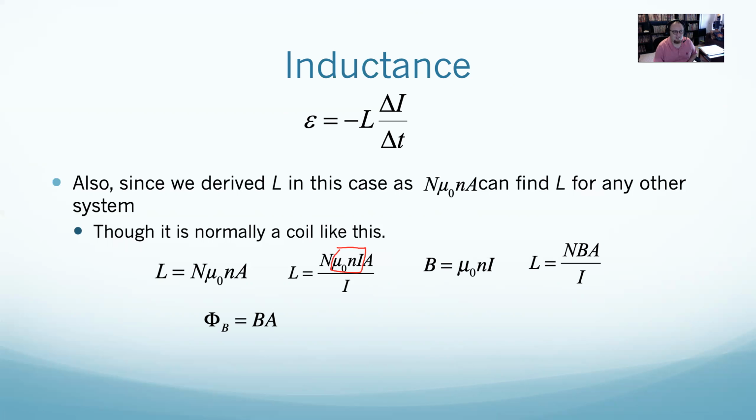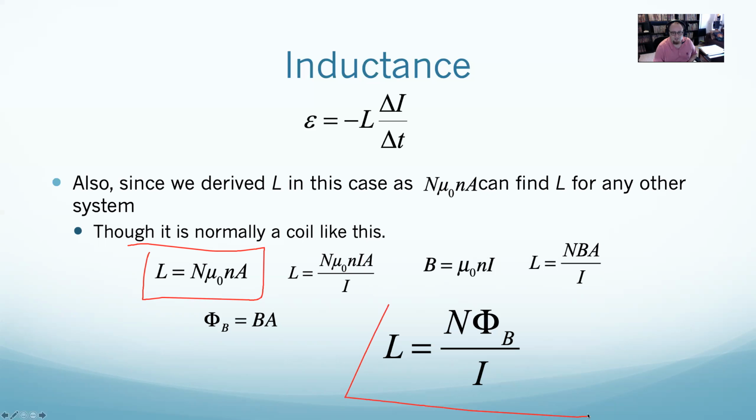Keeping track of what my flux is, and the inductance of anything else, if it's not a solenoid, the inductance of any other thing will be N, the flux over the current. This first equation, let's just clear it out. This equation is the inductance of a solenoid. This is the inductance for anything else. Any questions?